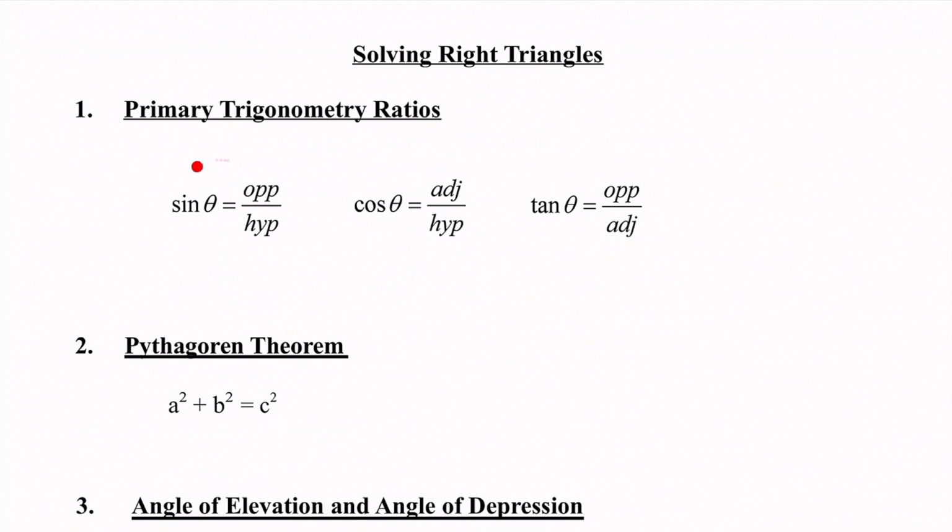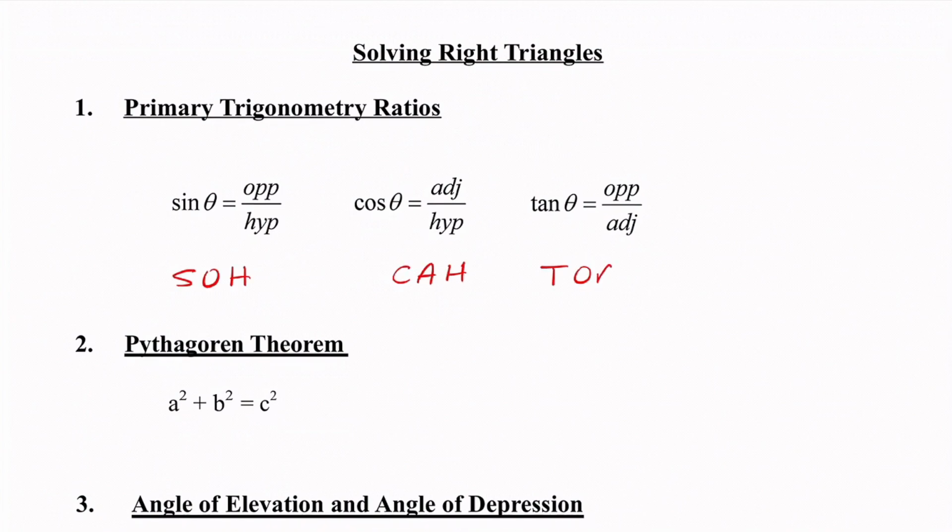Okay, so we've seen sine was opposite over hypotenuse, cos, that was adjacent over hypotenuse, and then tan, that was opposite over adjacent. And what we used to remember this was SOH CAH TOA. Okay, so SO is for the sine, opposite over hypotenuse, CA is for the cos, adjacent over hypotenuse, and then the TOA is for the tan, opposite over adjacent. Okay, so it's just a way to remember those, makes it a little bit easier.